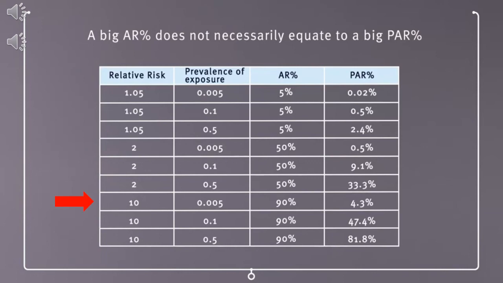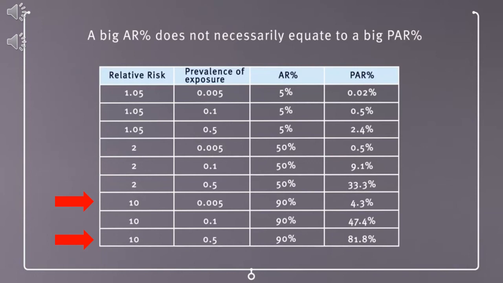Let's compare two different examples. In the first example, the strength of the association between exposure and outcome is high. It's measured with relative risk, which is 10. So that's a very strong association. The exposure is rare. The prevalence of exposure is only 0.005. The attributable risk is very high, it's 90%, but the population attributable risk is low. It's just above 4%. So because the exposure is so rare, we will not have a very large impact on the whole population if we removed it.